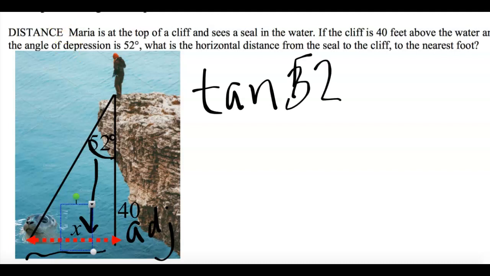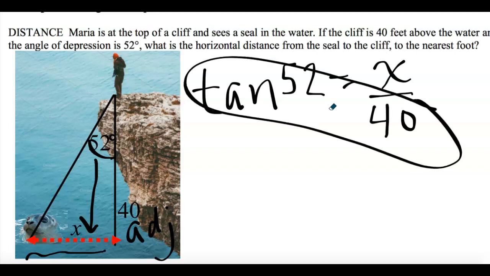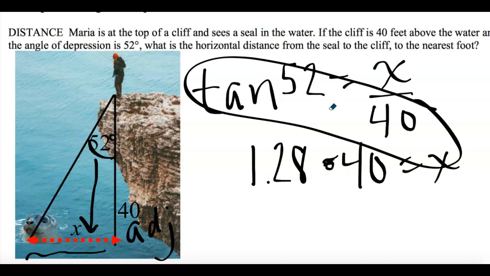Is going to equal the opposite, which is x, over the adjacent, which is 40. And this is just a nice one-step formula. We just figure out what the tangent of 52 is, and it turns out that that's 1.28, which is equal to x over 40, times 40 will equal my x value. And it turns out that the distance is about 51 feet to the nearest foot.